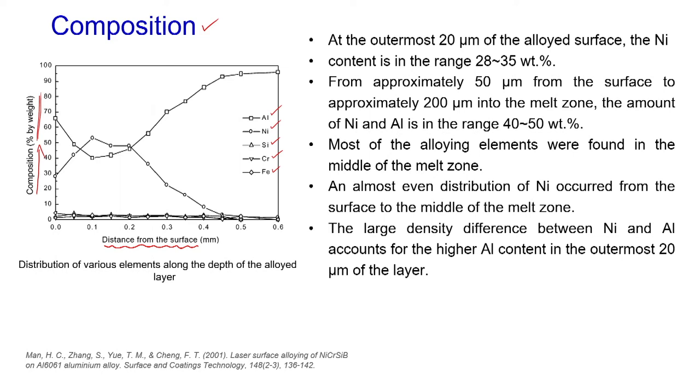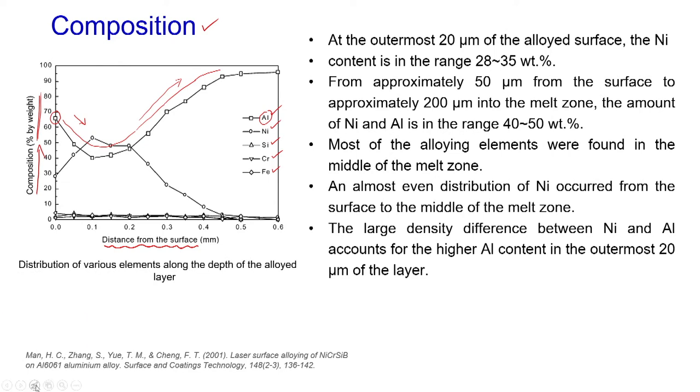If you observe the percentage of the aluminum with respect to the distance from the surface of the substrate material, in the graph you just noticed, at the top surface it was about 65%, and as we move along the thickness direction, the aluminum percentage is reduced and then it is increased. Here it is very interesting, as there is a reduction in the percentage of aluminum, there is an increase in the percentage of nickel as well.